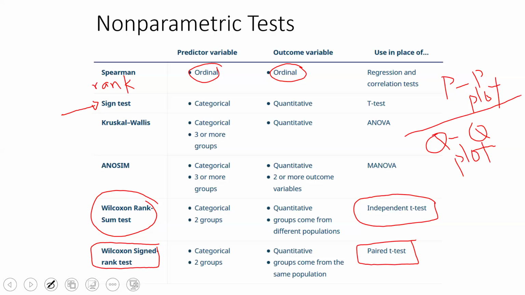Now, there are some data that by default are not normal, like categorical data, nominal and ordinal. You don't need to check for normality. There's nothing you are checking there. By default, they are not normally distributed. So those ones just go straight for your non-parametric test.